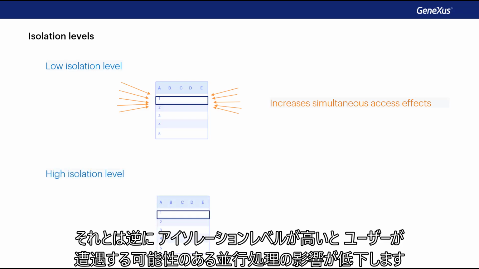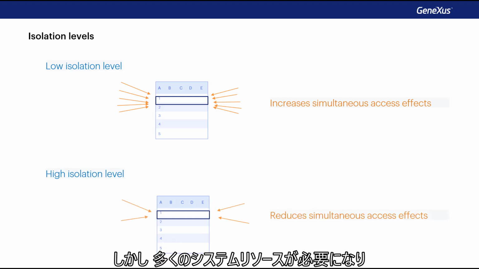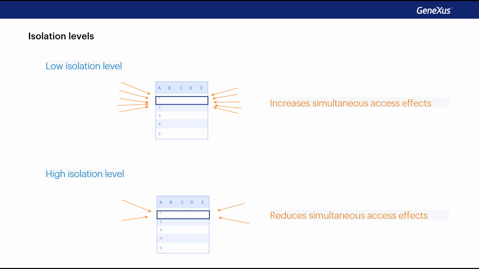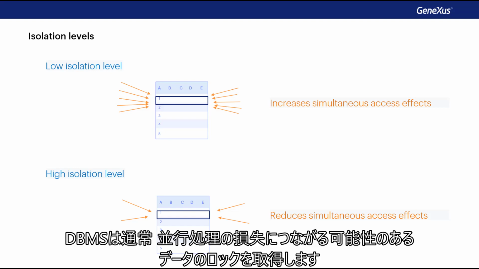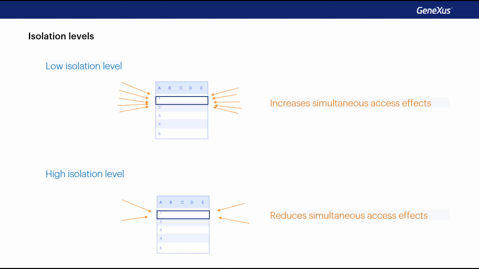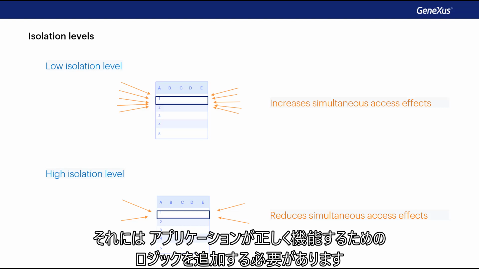Conversely, a higher isolation level reduces the types of concurrency effects that users may encounter, but requires more system resources and increases the chances that one database transaction will block another. The DBMS usually acquires locks on data that can result in a loss of concurrency, or implements multi-version concurrency control. This requires adding logic for the application to work correctly.